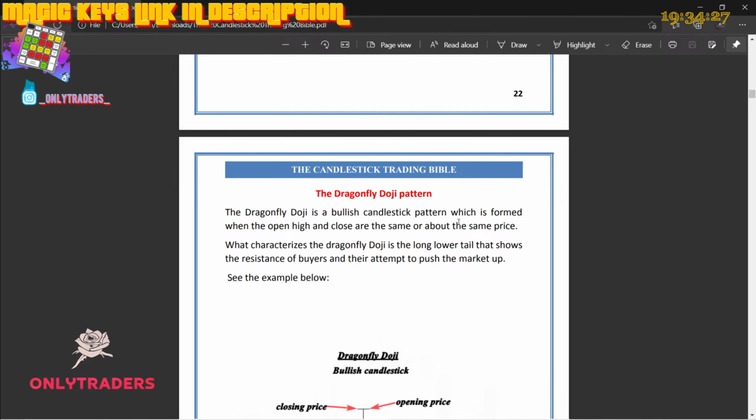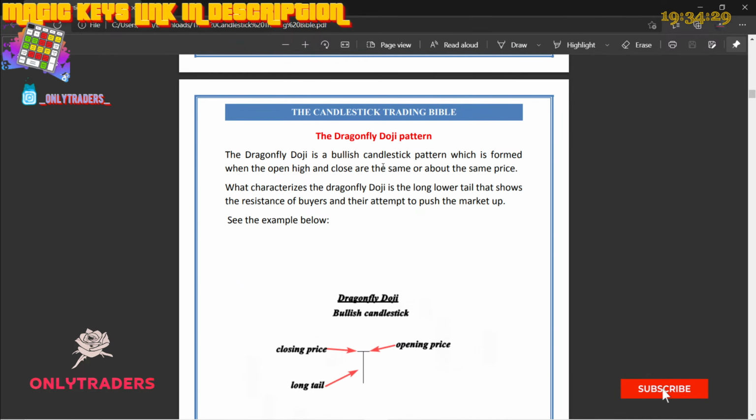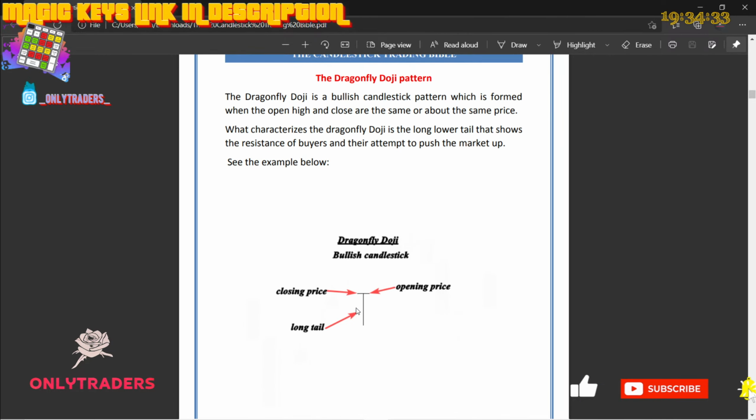So now you've got the Dragonfly Doji, and the Dragonfly Doji, similar to the Doji candle, as you can see, but instead of price closing in between, we see price closing at the top. And this is formed when the open, high, and close are the same or about the same price.